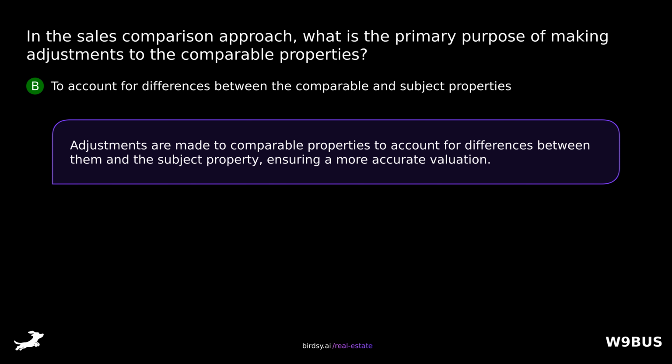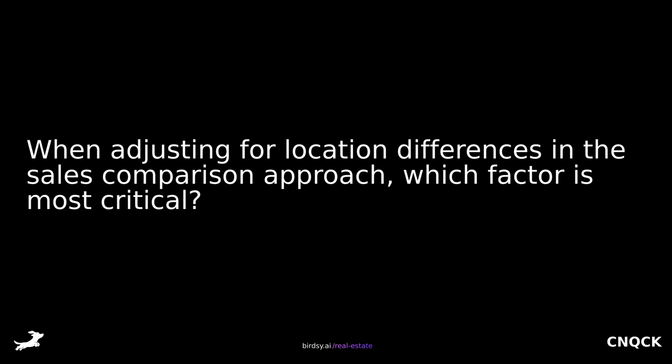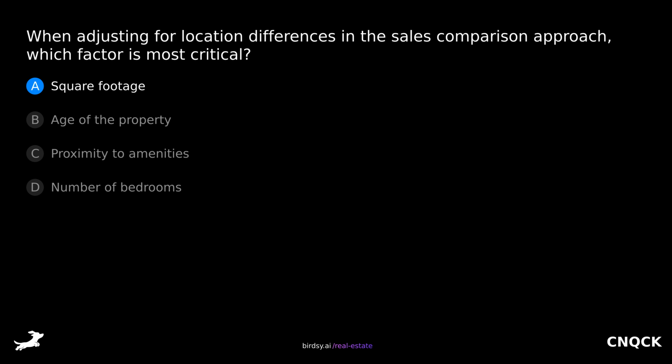Adjustments are made to comparable properties to account for differences between them and the subject property, ensuring a more accurate valuation. When adjusting for location differences in the sales comparison approach, which factor is most critical? Is it A, square footage, B, age of the property, C, proximity to amenities, or D, number of bedrooms? The correct answer is C, proximity to amenities.